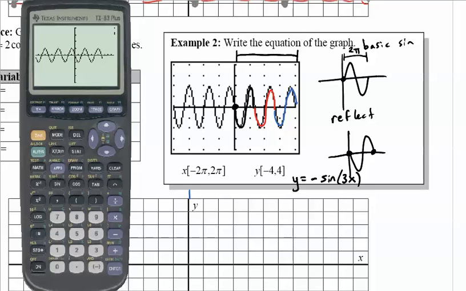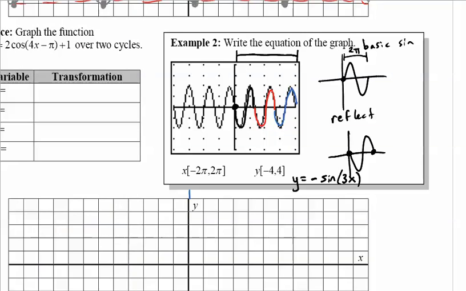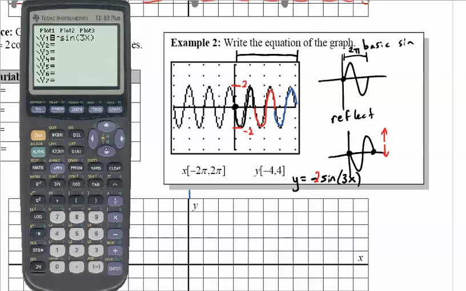So 1, 2, 3 ways. Fantastic. But it doesn't quite go high enough. This graph is reaching a maximum of 2 and a minimum of negative 2. So I need to take it and expand it 2 times. So if I put in a 2 for my a value, this should make it become taller.